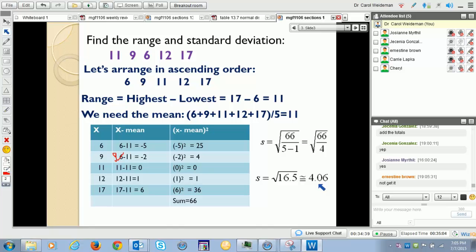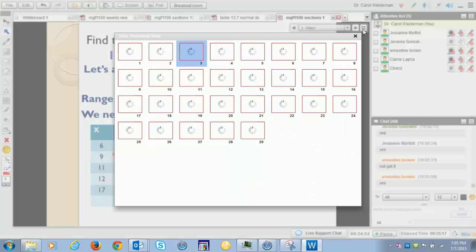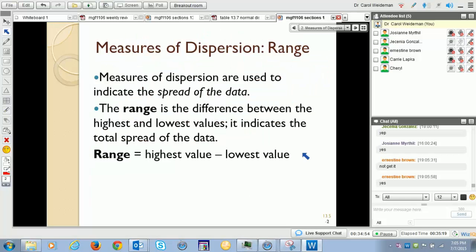Okay, Ernestine, what is it that you don't get? You don't get the table here? Okay. All right, let's go back to the prior screen. Oops, it's on the prior screen, actually.